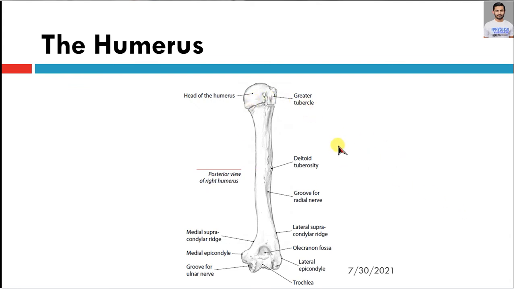This is the posterior view of the right humerus, and you can see the head of the humerus, the greater tuberosity or tubercle, the deltoid tuberosity, the shaft, and the groove for the radial nerve can also be seen over here. It is not very easy to palpate, but yes, it is present on this bone. And this is the olecranon fossa, the site for the olecranon process that is part of the ulna, that fits over here, and it limits the extension. And this is the medial epicondyle, the lateral epicondyle, the trochlea, and the capitulum. And then there is the groove for the ulnar nerve. And just to remember this, the ulnar nerve is called the funny bone.